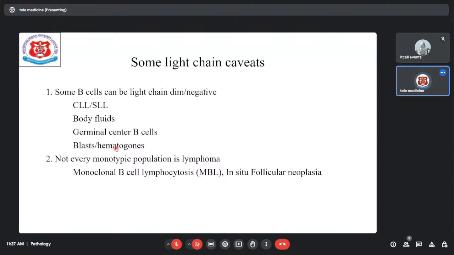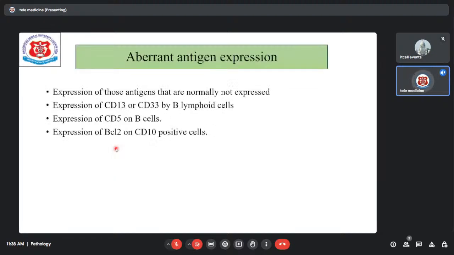Okay. And not every monotypic population is lymphoma. Every time you see a monoclonal population, don't jump to the conclusion that it is lymphoma. It's not always true, especially in cases of monoclonal B-cell lymphocytosis or in situ follicular neoplasia. In monoclonal B-cell lymphocytosis, although the population will be monoclonal, you have to be sure. Like in HIV patients, in which you get reactive lymphoid hyperplasia, at times you can get a clonal expression of either kappa or lambda. The expression alone is not enough to call it; you have to check other markers as well.